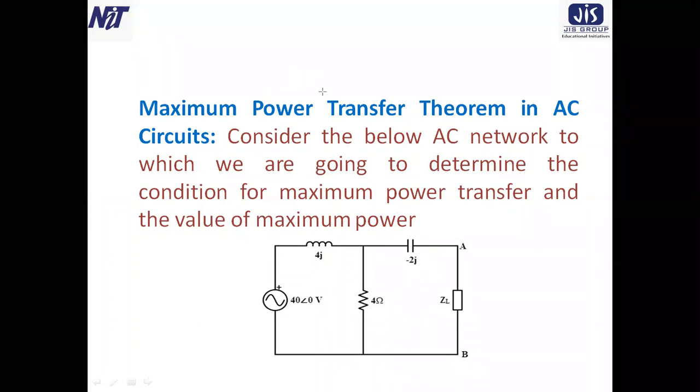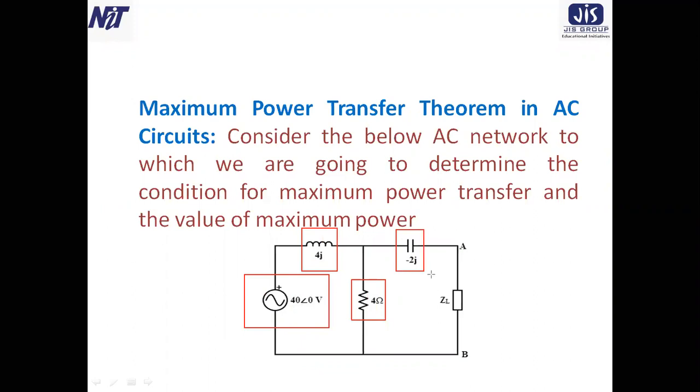First try to identify the parameters, the elements given in this circuit. An AC sinusoidal voltage source, the value is 40 angle 0 degrees volts. Then this is an inductor, 4j. This is the value of the resistance, 4. This is a capacitance, minus 2j, and this is the load resistance. So these are the elements in this circuit. Now we have to apply the maximum power transfer theorem to the circuit.